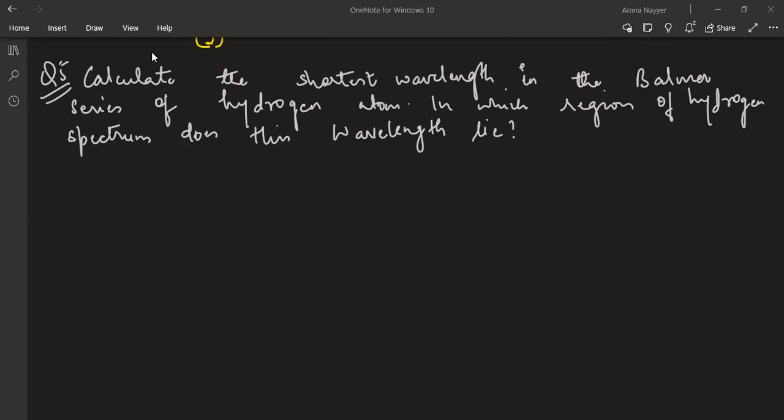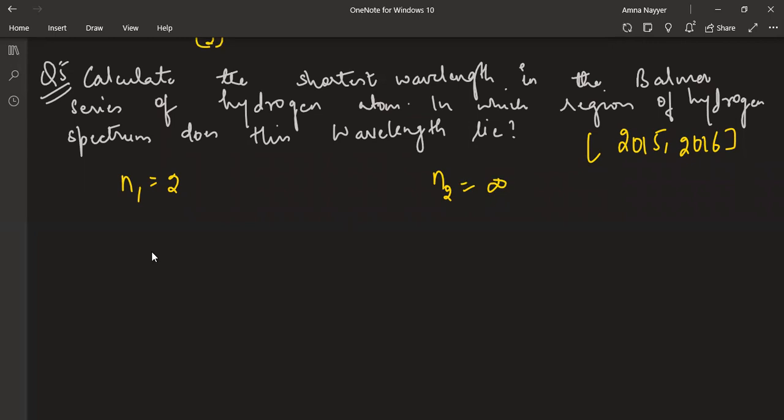Calculate the shortest wavelength in the Balmer series of the hydrogen atom. In which region of hydrogen spectrum does this wavelength lie? See, this is a question from 2015 and 2016. Shortest wavelength means the second level is infinity. One is fixed for Balmer series, where the electrons will finally land. What is the value of n for Balmer, which is fixed, where the electron will jump? 2. Good, Priya. It will be 2. So n1 is fixed, 2. Whenever shortest wavelength is mentioned, n2 means infinite.